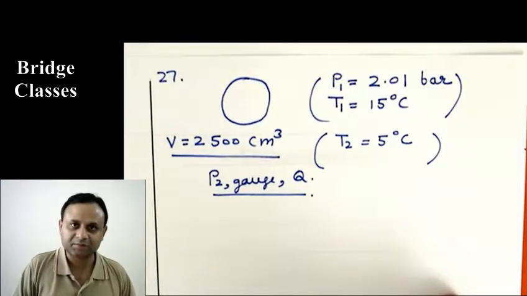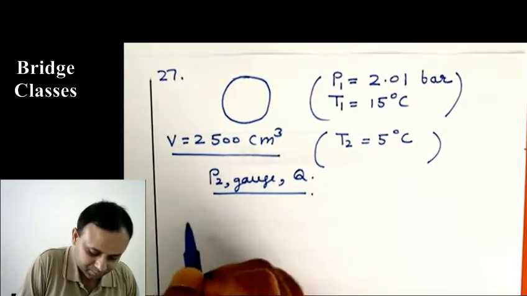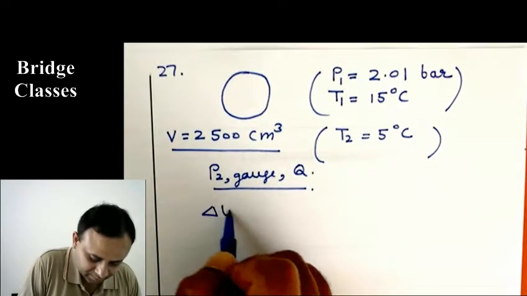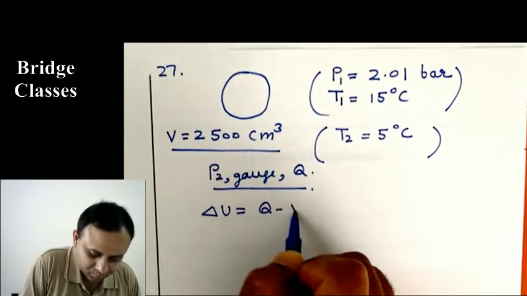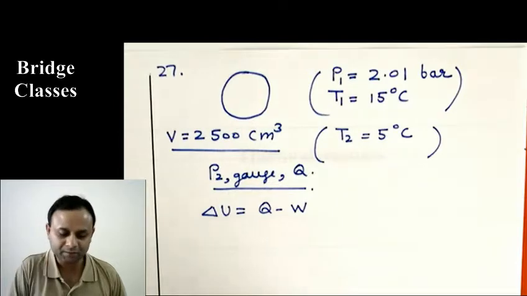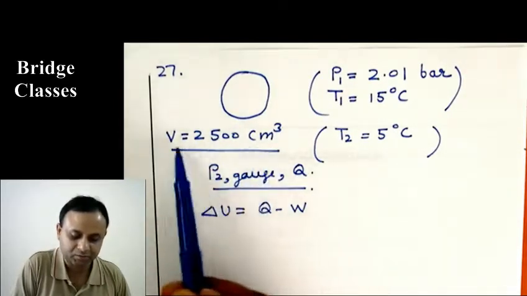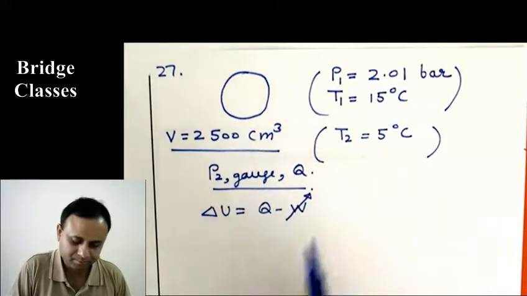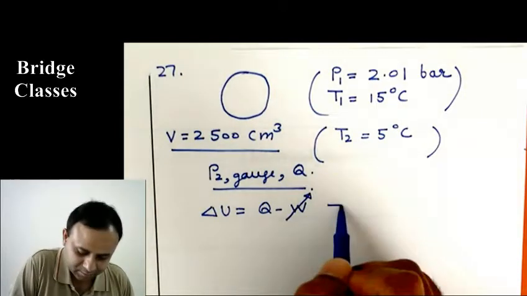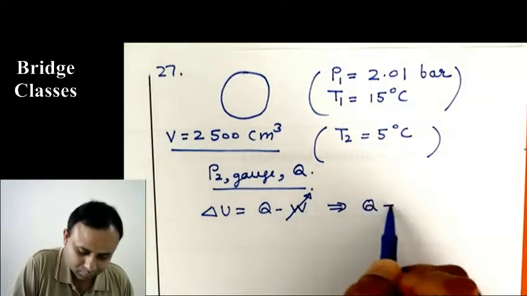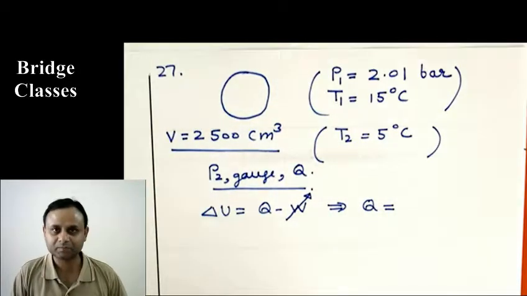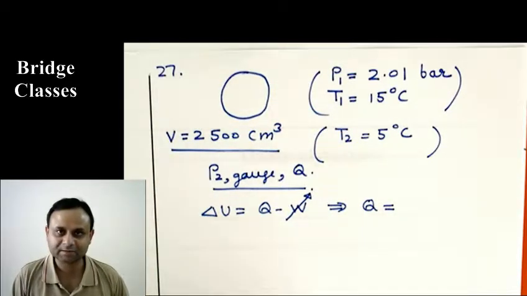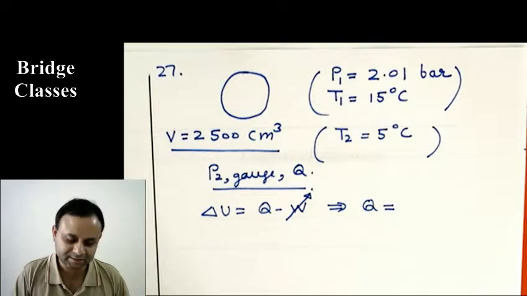So we have to apply first law. It's a closed system. Delta U is Q minus W. There is no work involved because it is constant volume, so the boundary doesn't move and this term is 0. So Q is delta U. And it is an ideal gas. Air is an ideal gas at these conditions.